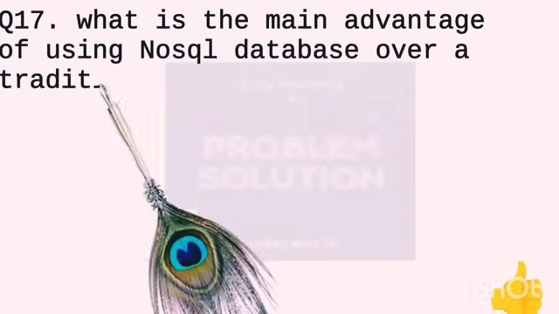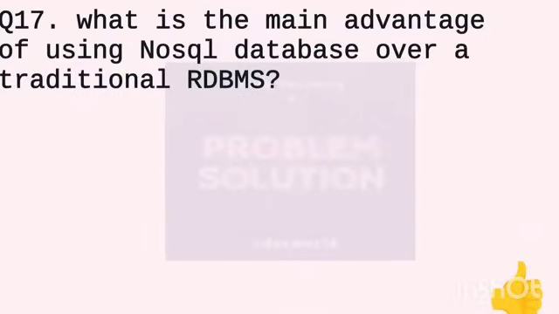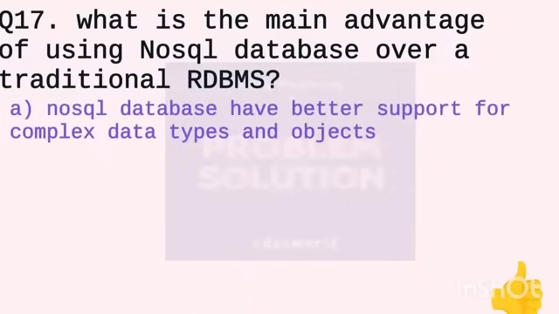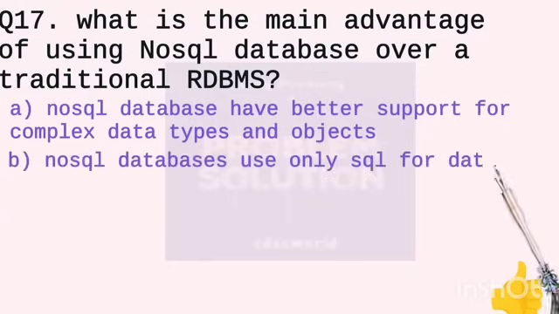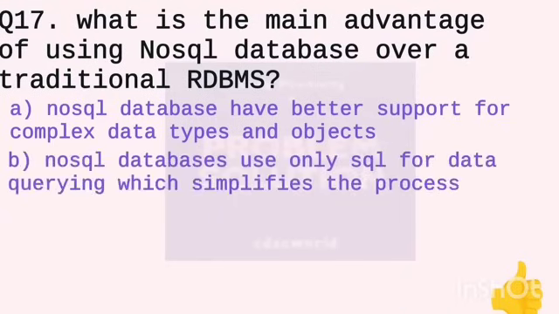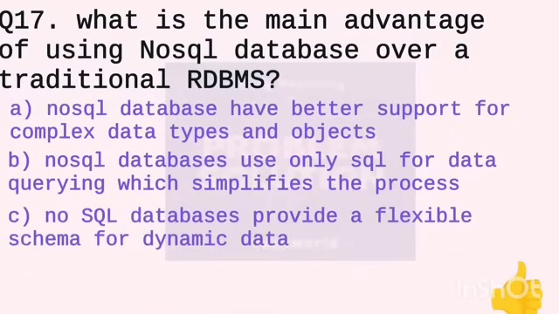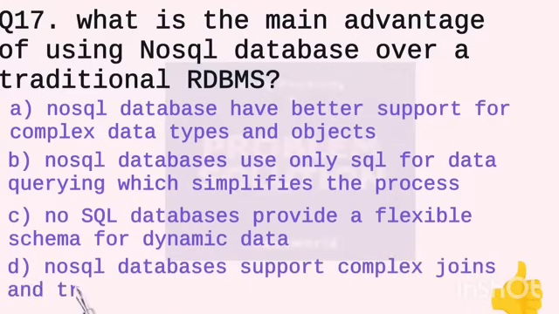Query number 17. What is the main advantage of using NoSQL database over a traditional RDBMS? Option A. NoSQL databases have better support for complex data types and objects. Option B. NoSQL databases have only SQL for data querying, which simplifies the process. Option C. NoSQL databases provide a flexible schema for dynamic data. And option D. NoSQL databases support complex join and transaction.